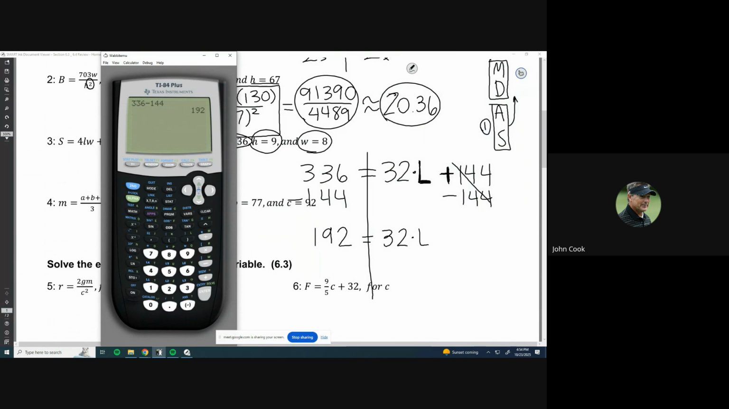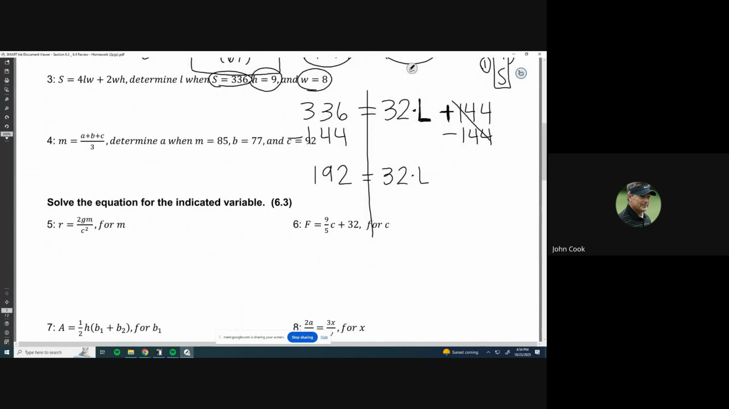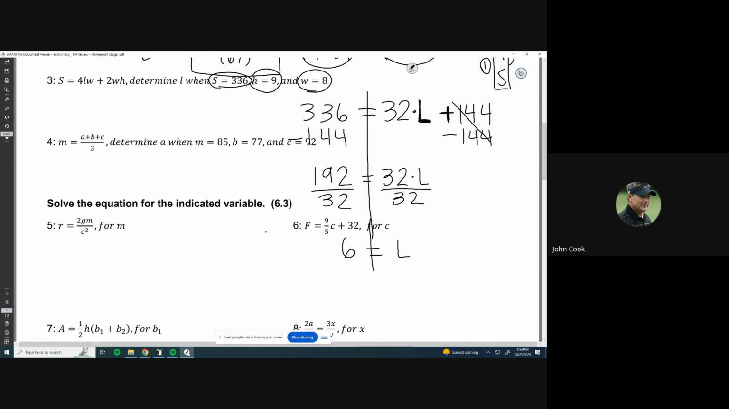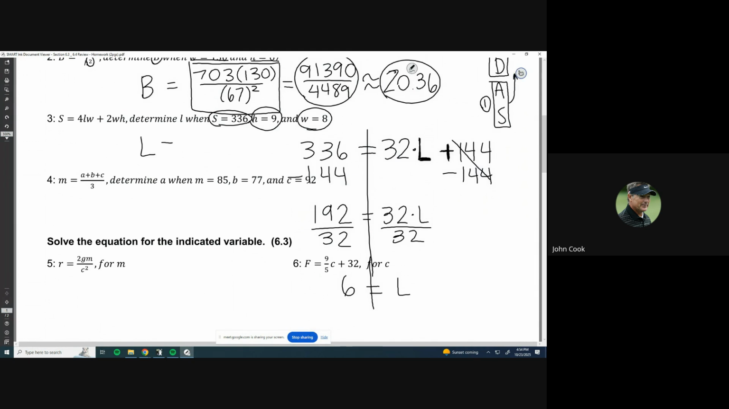Now, to get L by itself, since 32 is multiplying onto this L, what I'm going to do is divide by 32 on both sides. So that's how you get rid of multiplication. You divide. All right, so this will give me the L value all by itself. And now I use my calculator to divide 192 divided by 32, and I get 6 exactly. So my answer for number 3 is going to be L equals 6, and that'd be enough for full credit for that problem.